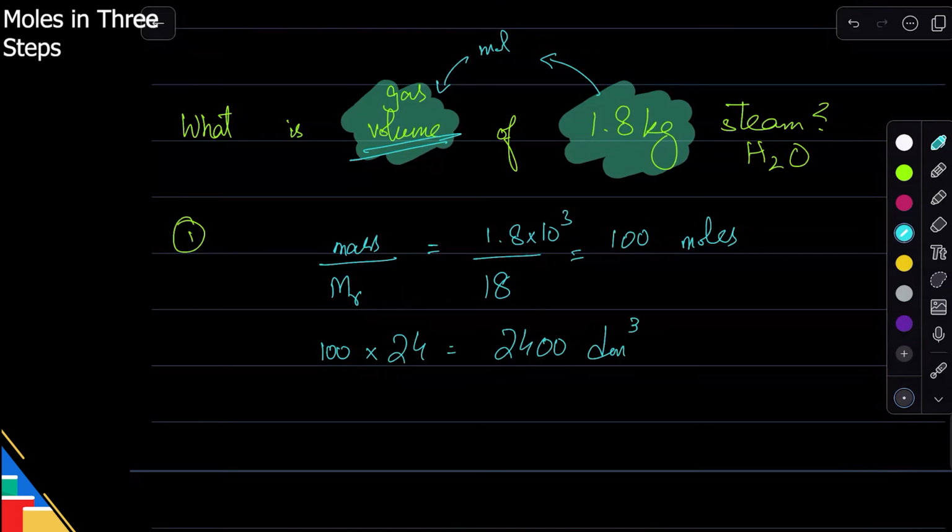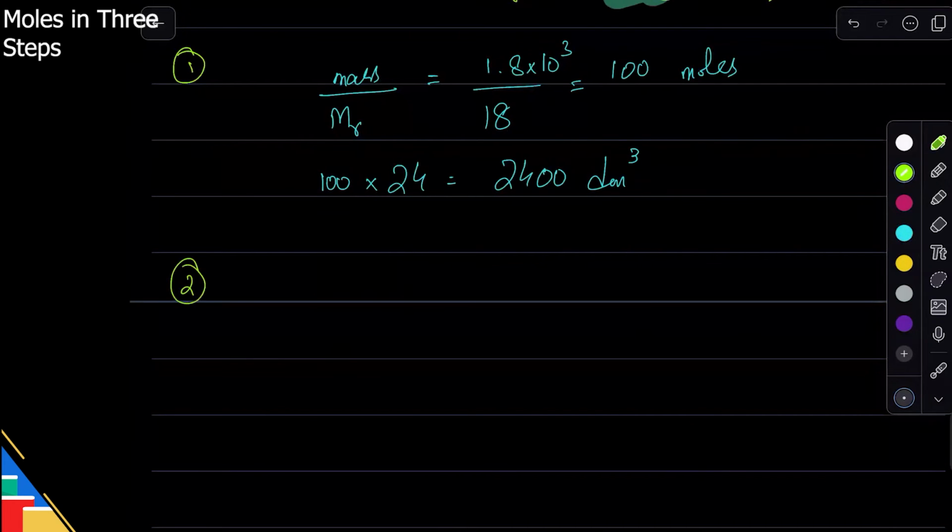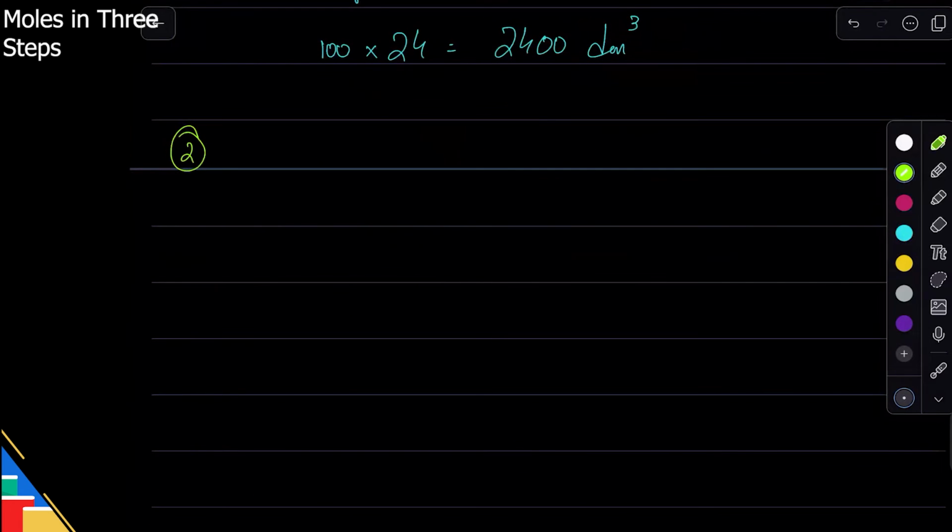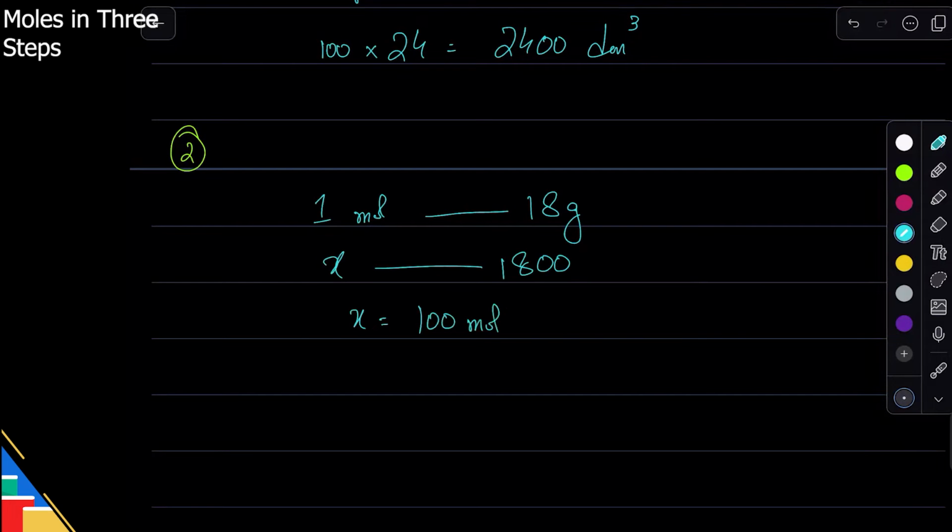Okay, I want to use the other method. Let's say I want to use the ratio method. So let's do it. In the ratio method, I first have to go to moles and then to volume. So I'll be like, okay, 1 mole for water is 18 grams. So 1800 grams will be X moles. So X will equal 100 moles. Basically, cross multiply and then divide.